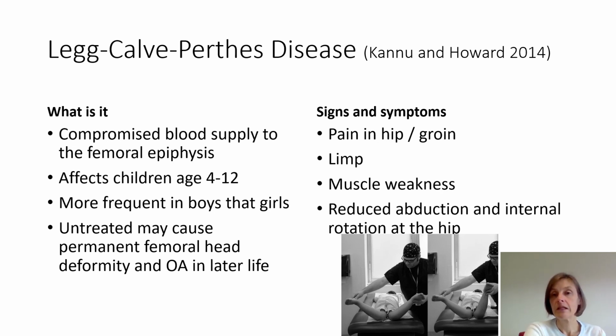Children will typically present with pain in the hip and groin. They may be limping, with muscle weakness, particularly in the quadriceps and the gluteus group. And as you can see from the picture here, there is quite significantly reduced internal rotation at the hip, but you'll also see reduced abduction as well.